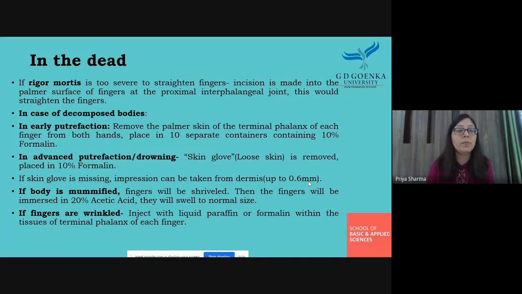In case of decomposed bodies, if we have found the hand only, in that case we can just separate the fingers, place them in 10% formalin, and then we can take the fingerprints. If the skin is very much loose, we can take the fingerprint ridge impressions from the dermis part. If the body is mummified, like very dried up, then we can dip it in various solutions to swell up the hands, and then we can take the fingerprints.